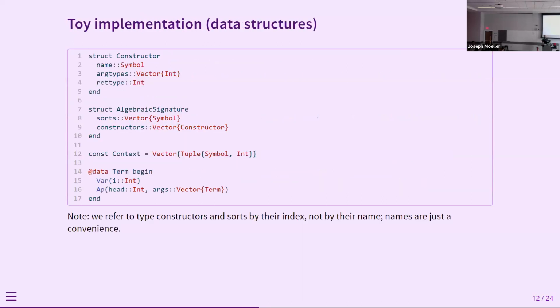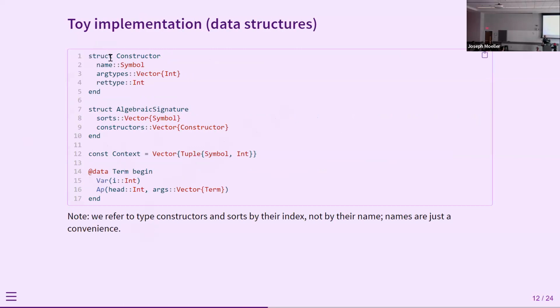But anyway, now we're going to do a lightning fast toy implementation of algebraic theories. So this is going to be Julia. Don't worry if you're not getting everything here. You can come to the Julia tutorial for more stuff about Julia. But hopefully this shouldn't be too confusing if you've seen a programming language before.